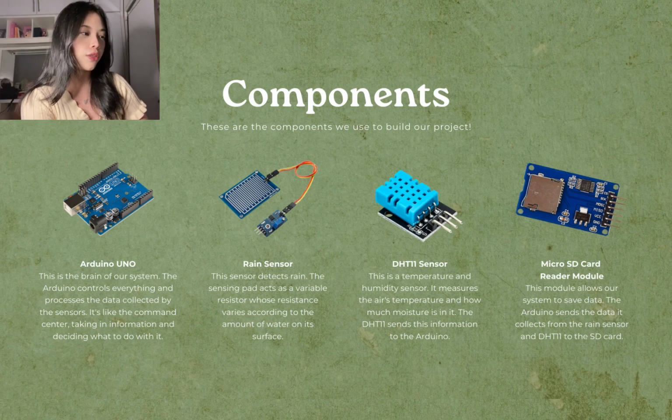Next, we have micro SD card reader module. This module allows our system to save data. The Arduino sends the data it collects from the rain sensor and DHT11 to the micro SD card.